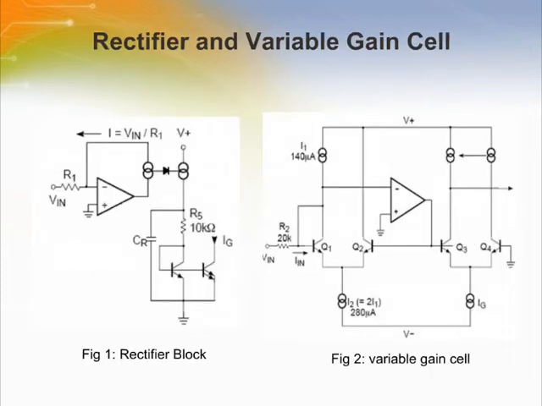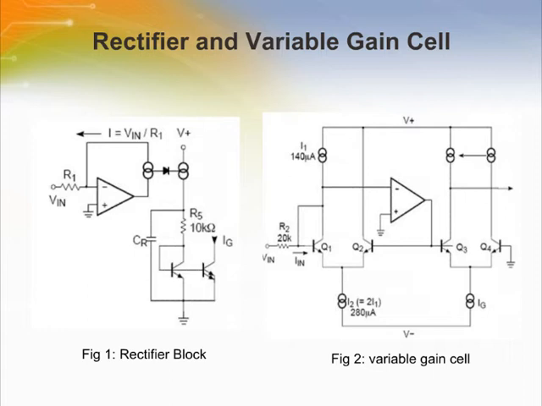Figure 1 shows the concept behind the full-wave averaging rectifier. The input current to the summing node of the op-amp, Vin divided by R1, is supplied by the output of the op-amp. If we can mirror the op-amp's output current into a unipolar current, we will have an ideal rectifier. The output current is averaged by R5 and CR, which set the averaging time constant, and then mirrored with a gain of 2 to become IG, or gain control current.